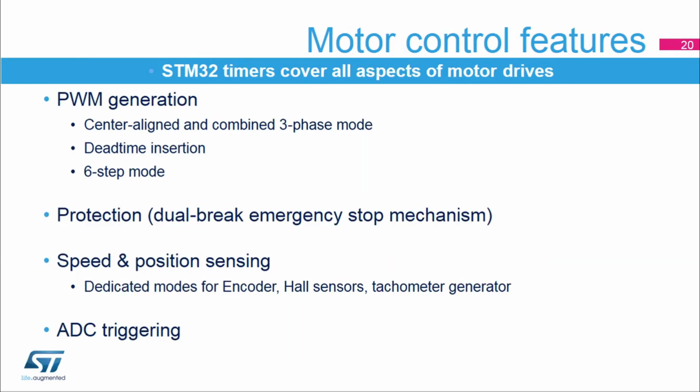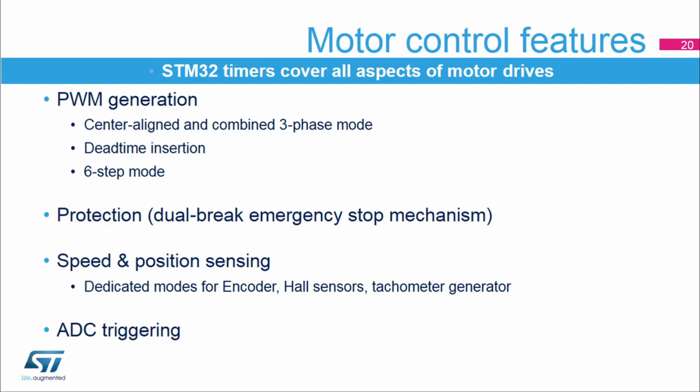This slide summarizes the timer's 4 main electrical motor control features. The timer includes specific PWM modes for controlling power switches. In addition to center-aligned and combined 3-phase PWMs previously described, the timer features Deadtime insertion for complementary PWM generation and 6-step mode for driving brushless DC motors.